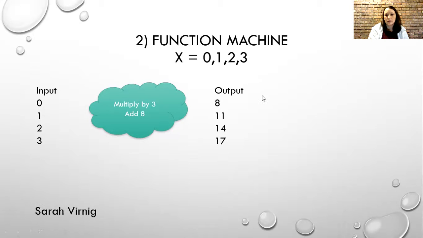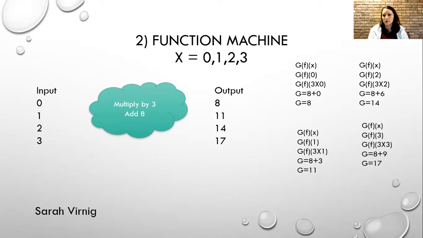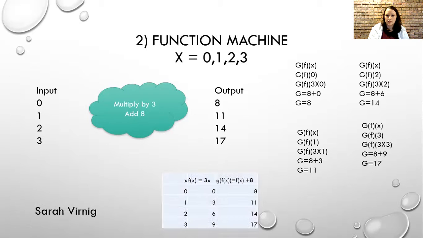The numbers that we get after we put our input into the function machine are our output. And here we can see another way of saying it is g of f of x. We just substitute the numbers in, and we get the output. And there's our graph. So when g of f of x equals f of x plus 8, that's what gives us our final answer, our final output.